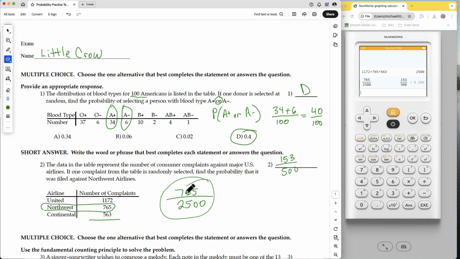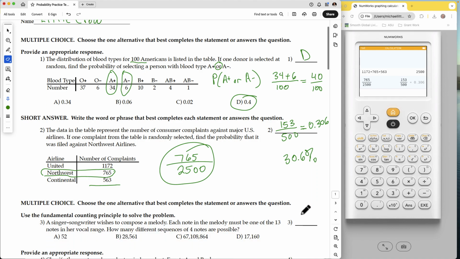Personally, I like the fraction because I can see the 765 there and verify it, so that's a nice number. The other one I like is a decimal because I can understand it better. About 30%, right? 0.306 or 30.6%. These are all acceptable answers. I would accept any of them because, first of all, it didn't say how you had to put it anyway. Okay. Let's keep going down.